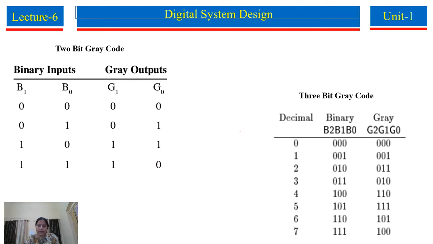In digital, we already discussed the formula 2 raised to n, where n is the number of bits and 2 raised to n is the possible number of combinations. If we talk about 2 bits, 2 raised to 2 means the possible combinations are 4. So first of all, we write the binary code, then we write the gray code for 2 bits.